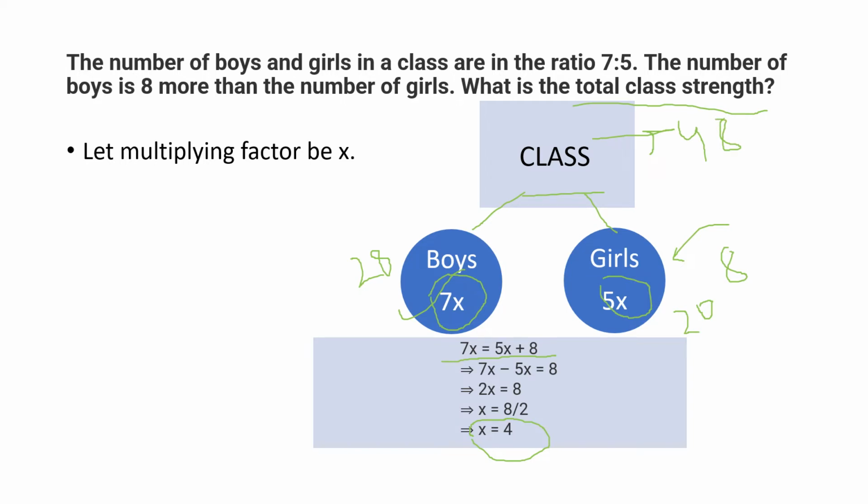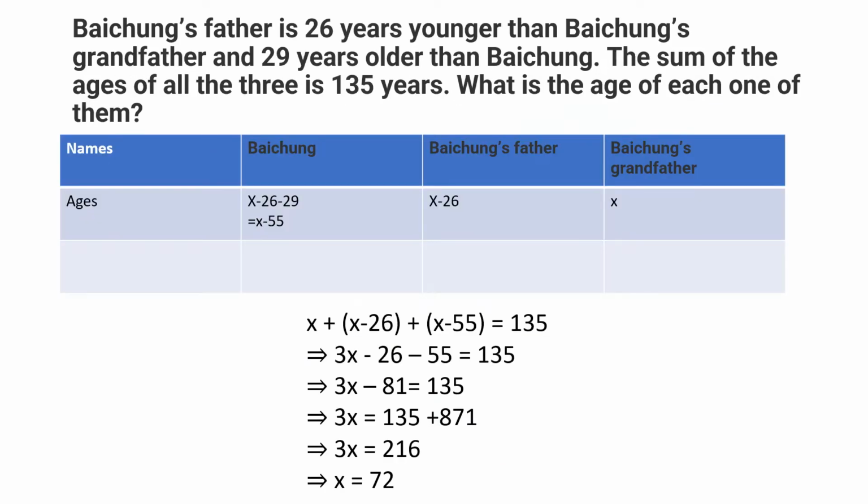Let us see the next problem. Let us try to understand one more important question, which is about Bai Chung, Bai Chung's father, and Bai Chung's grandfather. There is a hierarchy of relationships between these three. So what you have to understand is, when we are moving from generation to generation, either you add the values of the ages or you subtract. I have taken the reverse way.